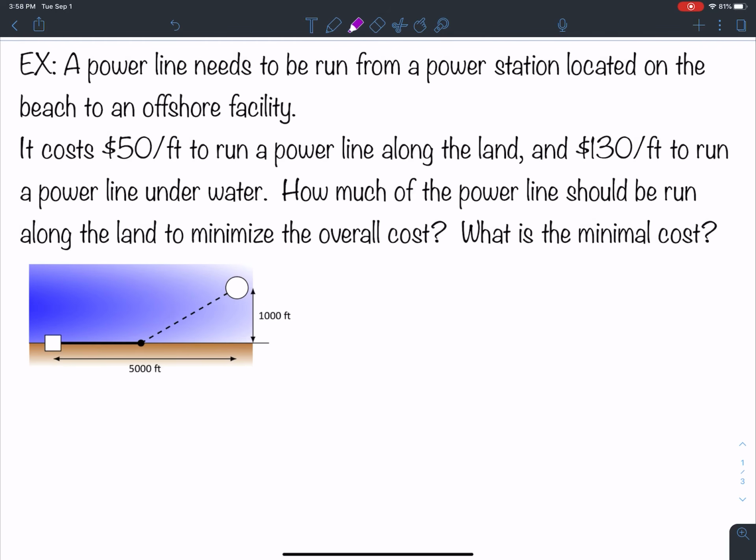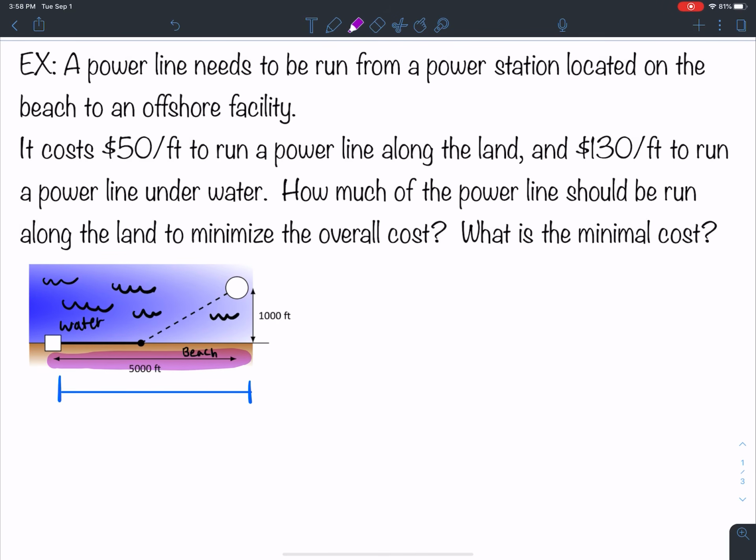So I need to define an x. So I've got my beach and I've got the water. And so I've got this 5,000 distance here, okay? Now what's changing is how long this length is right here. Maybe it would be more optimal for us to make the length to right here and then go into the water. Heck, maybe it might be better if we made it right here and then went into the water the rest of the way there, right?